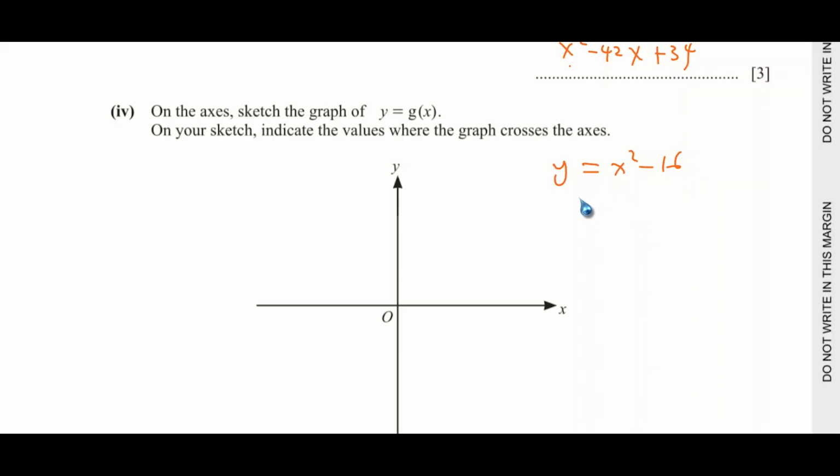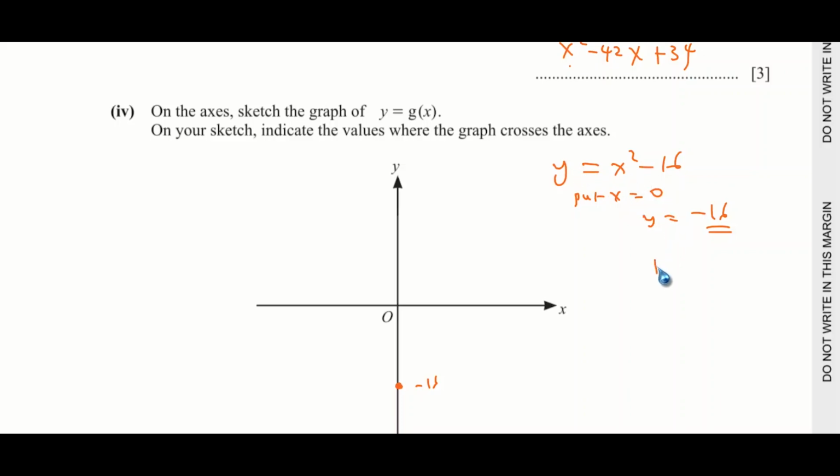Okay, so put x equals 0. If we do that, that means y is equal to negative 16. So this is the intercept on the y-axis, probably somewhere here. That would be negative 16. Okay, something around here.